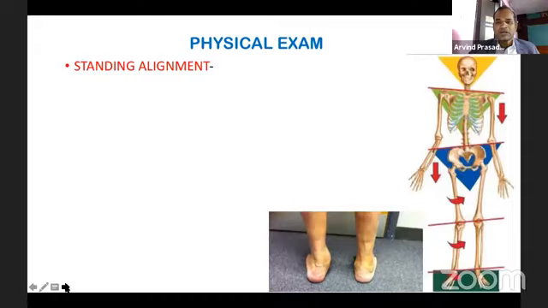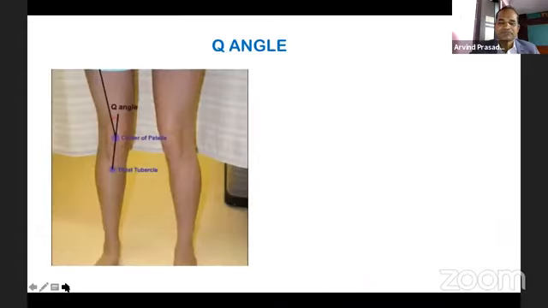So let's start with the physical examination. In the physical examination, first standing alignment should be checked. Again, for the valgus, the external rotation of the tibia, excessive anteversion, and foot pronation should be checked in a standing position. Then the Q angle should be calculated.